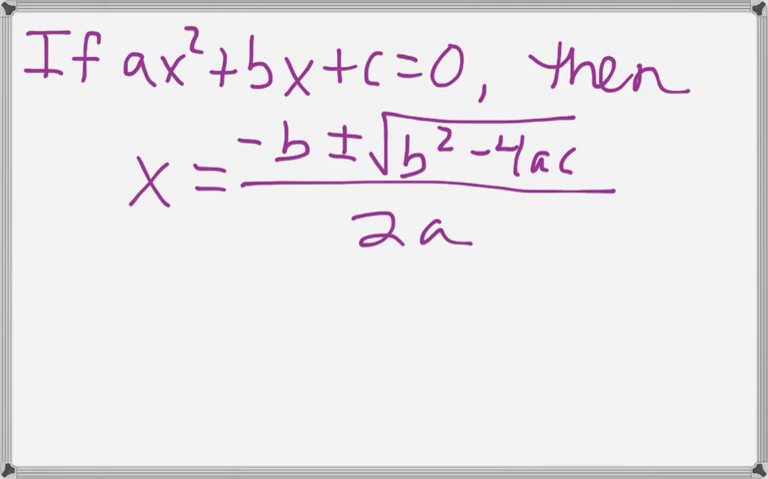So using the formula is just a matter of making sure the equation is set equal to 0 and then substituting in the coefficients a, b, and c into the formula. So we're just going to do one example and then we're going to talk a little bit about the different types of solutions we can get and how we can identify ahead of time what type of solutions we'll get.